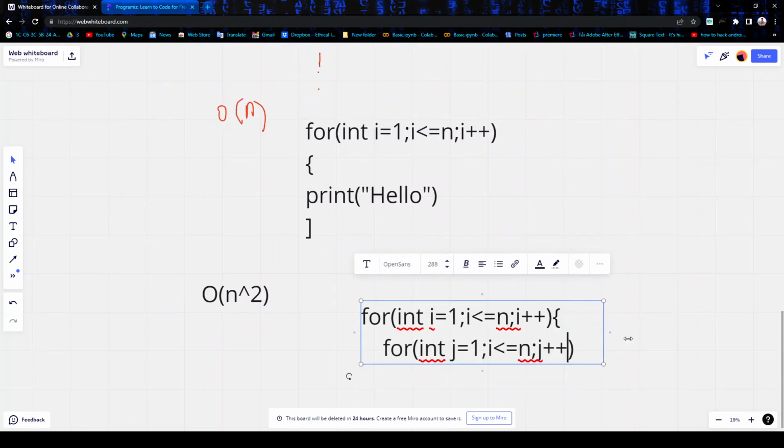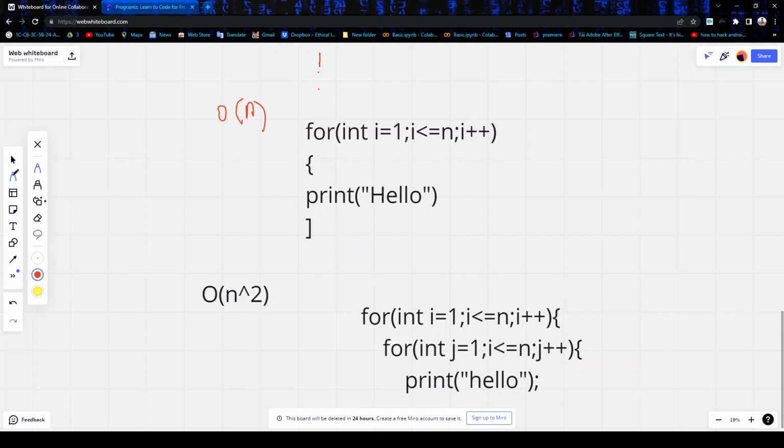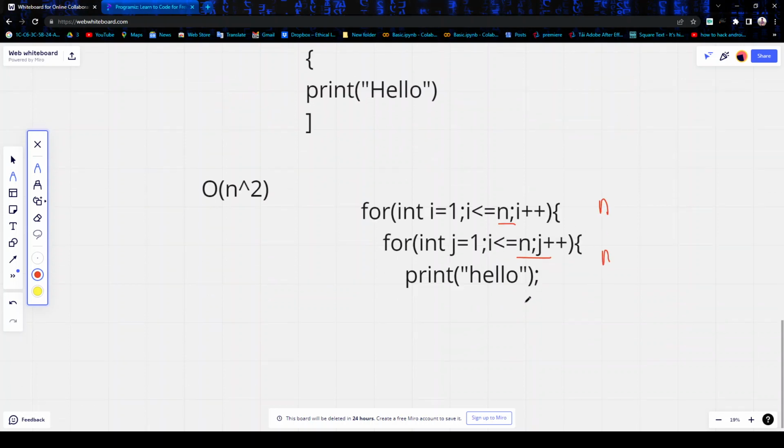So what is going to happen? The outer for loop is going to run for n times, and I'm just writing print hello. Now we know hello takes 1 unit of time. The outer for loop will run n number of times, and even the inner one will run n number of times. So n times this will run n times.